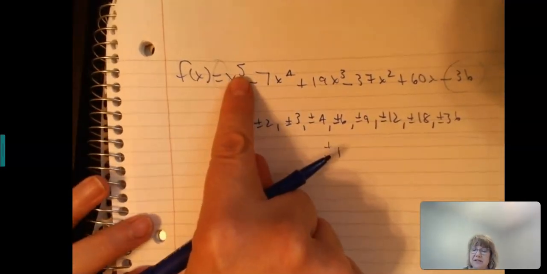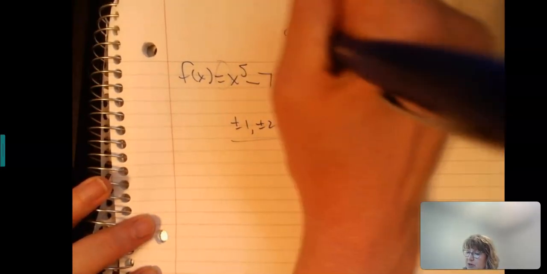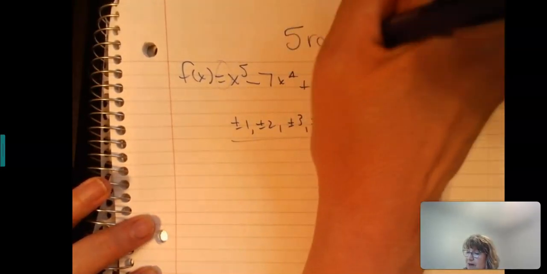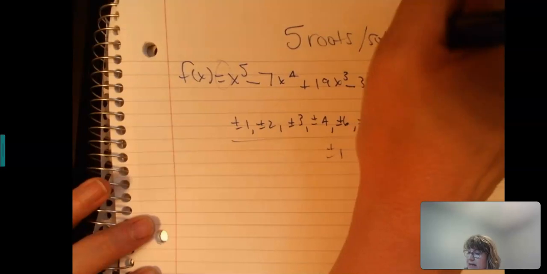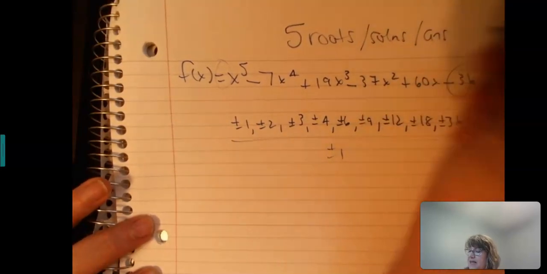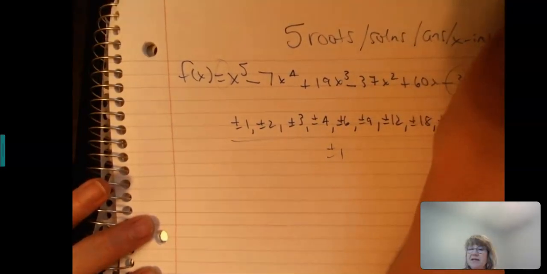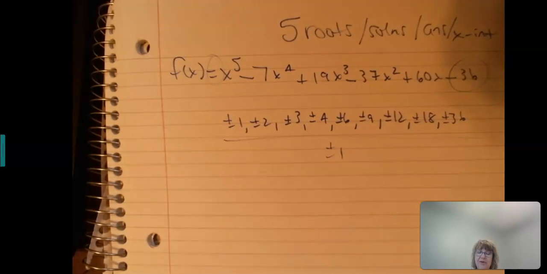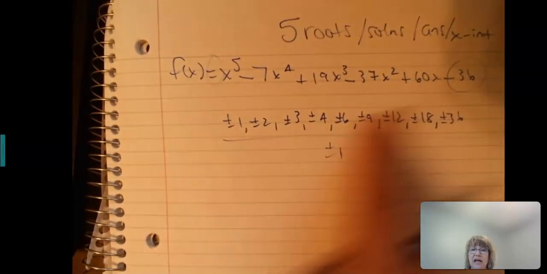Okay, so notice this is to the 5th power. What that means is there's for sure going to be 5 roots, solutions, answers, or x-intercepts. The thing is, some of them have multiplicity, so some of them might be duplicates. The other thing is some of them might be radicals, or some of them might be imaginary. All right, so this is kind of a high power, lots of things to check.